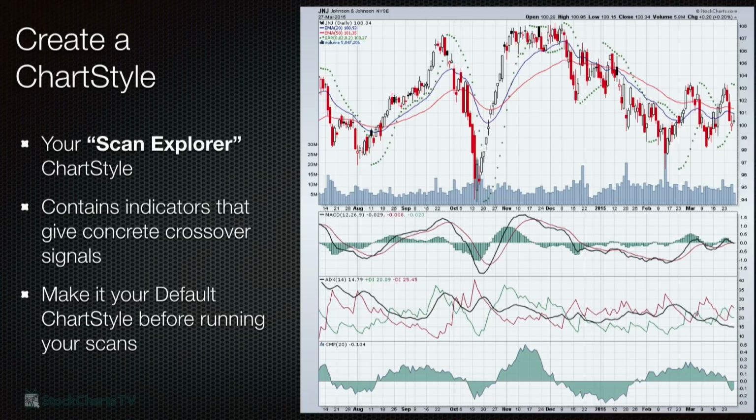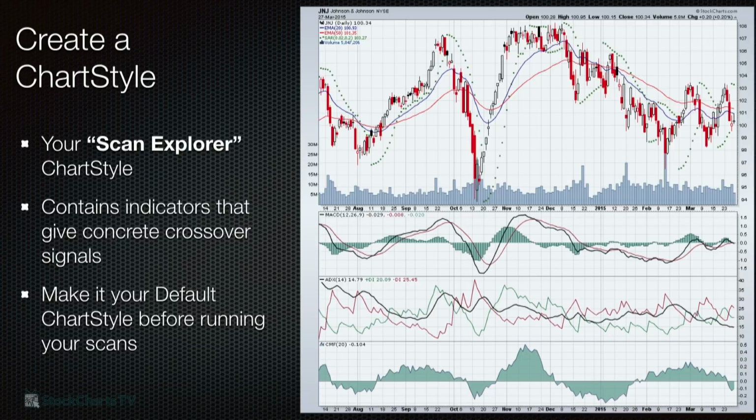As part of that setup, we want to make sure we have a chart so that we can see all of these indicators all at once. I'm going to call this particular style my Scan Explorer style. In other words, it contains all of the indicators that are part of my scan, and it allows me to quickly see the scan results.